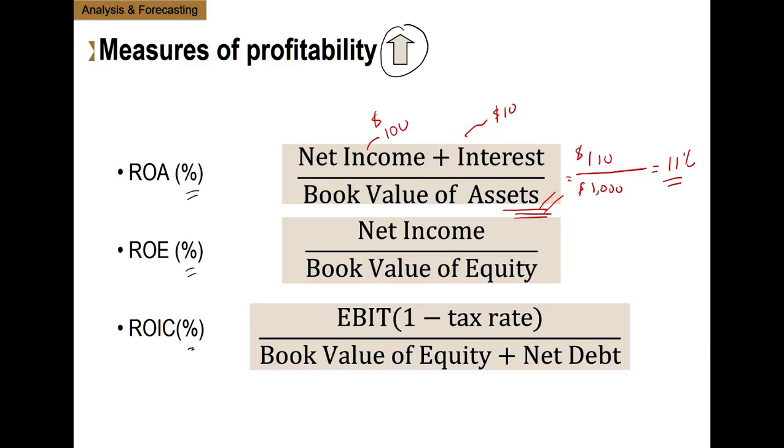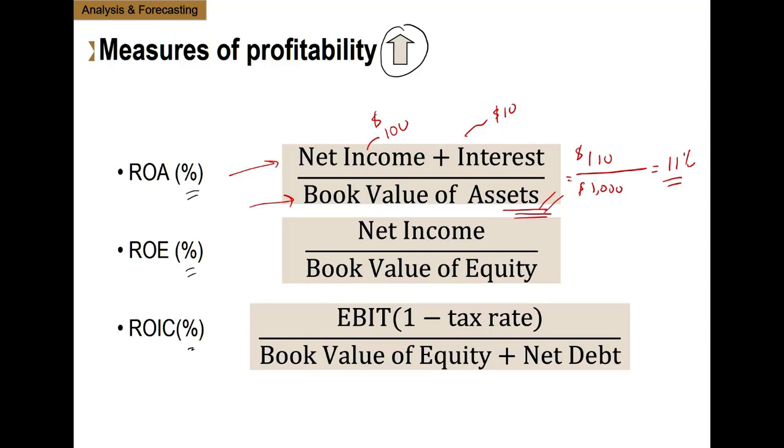So the denominator tells you basically how much we've raised from these providers of funds, and the numerator tells you what we're able to pay them given our profitability. So that's the return on assets, right? 11%. That's what it means. So it's a measure of how well we're working on behalf of all providers of funds.